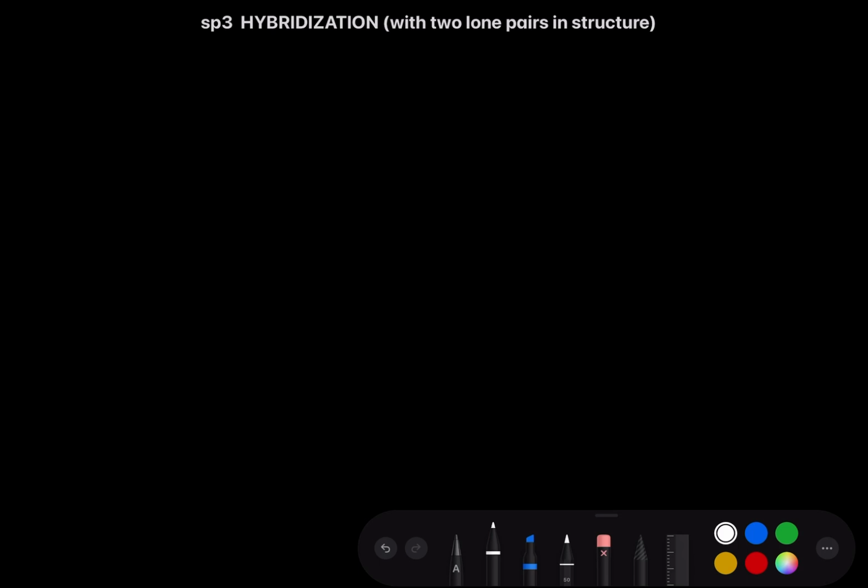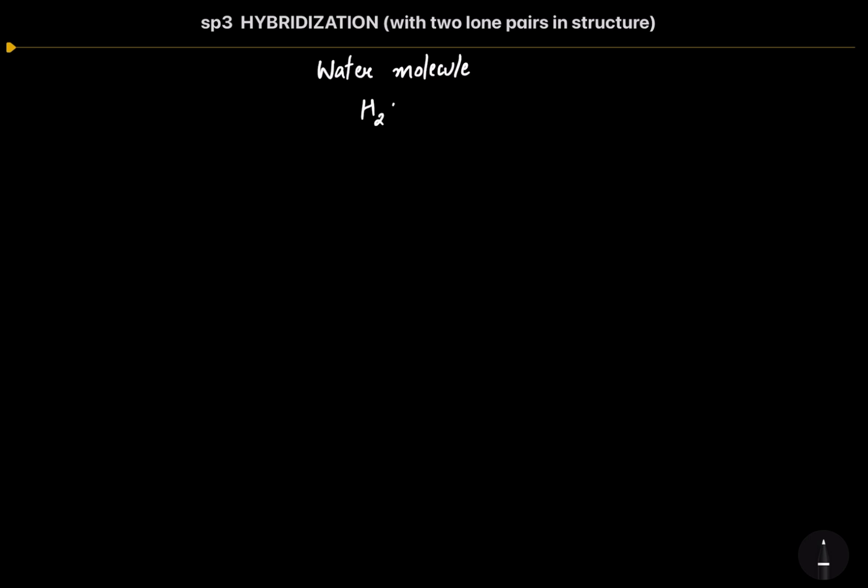So let's start. Today's example for sp3 hybridization is H2O, the water molecule. So today we are going to study the hybridization in the water molecule, that's H2O. Before doing that, let's make the Lewis structure for the H2O molecule. That's our oxygen, that's the hydrogen, that's the hydrogen.